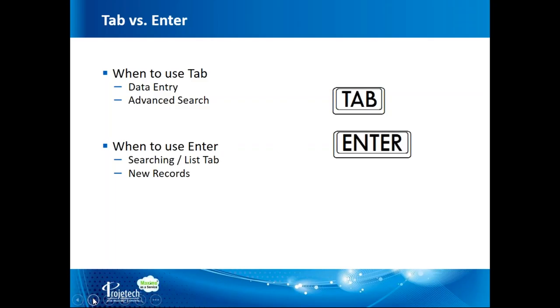Another place for tab is when you're doing advanced search. So if you're typing information into advanced search and you want to fill in several different fields to filter by, you're going to tab through the different fields until you have all of your information entered.